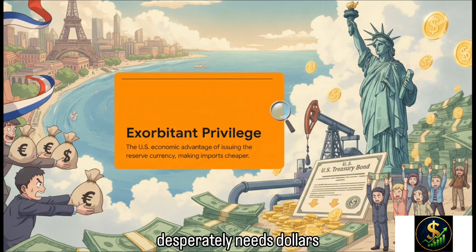Because the whole world desperately needs dollars to buy oil and conduct trade, the baseline demand for the currency stays incredibly high. This unique setup allows the U.S. government to run massive deficits, borrowing trillions of dollars at artificially low interest rates simply because global lenders are always lining up to buy our bonds.